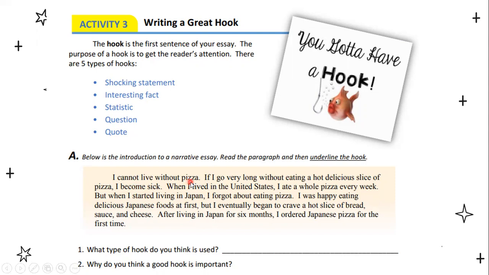Oh, this is a shocking statement. You cannot live without pizza, really? So that's a shocking statement. I would like to know more. Why can't you live without pizza? What about pizza? So what type of hook do you think is used here? The shocking statement. And why do you think a good hook is important? As we said already, because it grabs the reader's attention. So why is it important? Because it grabs the reader's attention to read my story.